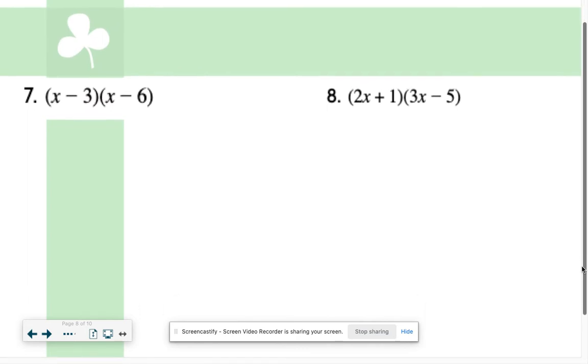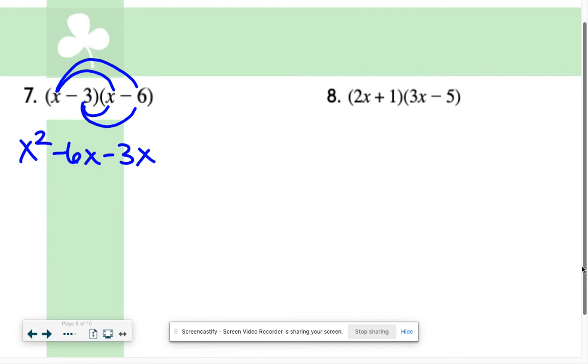So 7 and 8. What method do you guys want to do? FOIL or the box? FOIL. Okay, here we go. So first, what's x times x? X squared. Now outside, so the two on the outside, negative 6x. Inside, negative 3 times x, negative 3x. And then our last, negative 18.